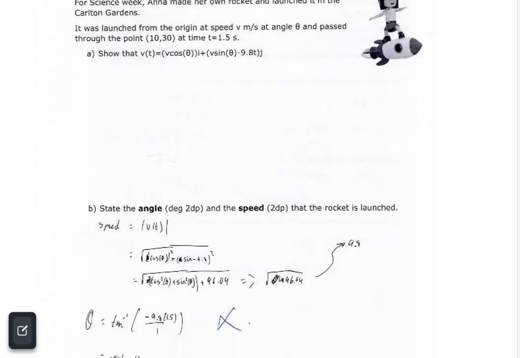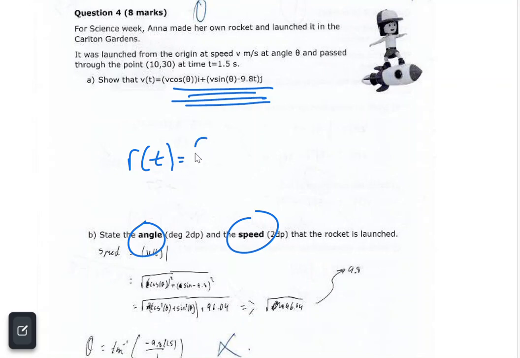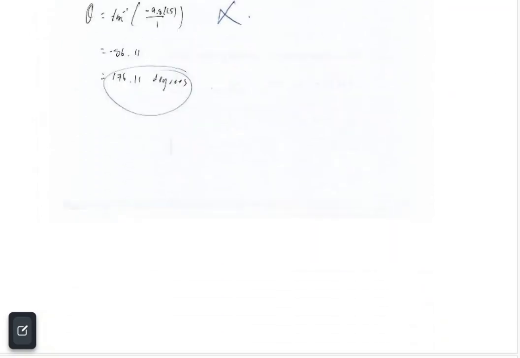Question number 4, look at the projectile notes. To find out the angle and the speed, we've got to work with this. I've got to find the position vector by integrating this, and then adding in the fact that my position was at 0, 0 to start off with. So we need some equations.